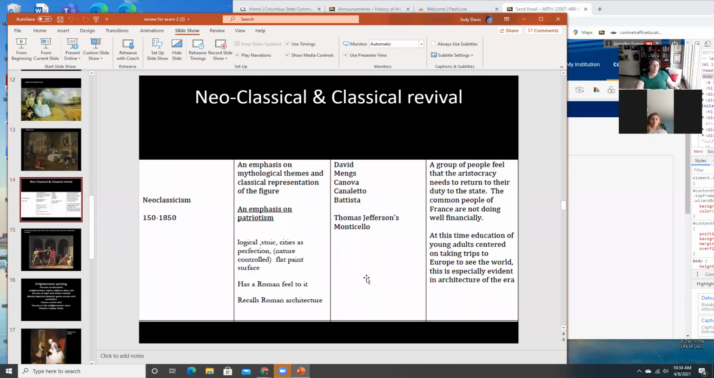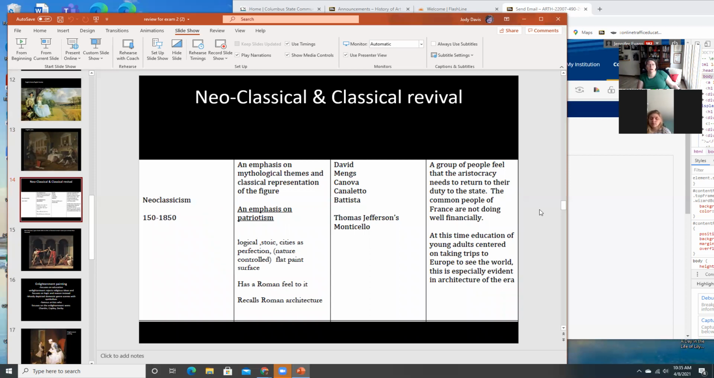Well, the neoclassical comes along and says, I'm sick of you aristocracy. You're always doing things that are all about you. And it's time that we get back to having a strong France, a strong sense of European devotion to the state. Neoclassicism begins from about 1750 to 1850. I don't know why I left my 7 out. I apologize. All right, so there was an emphasis on mythological themes.